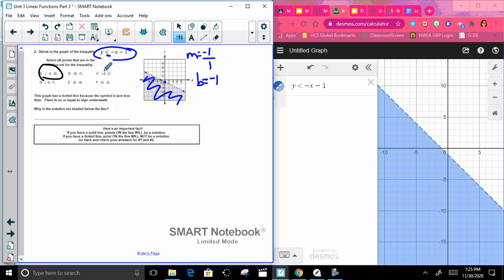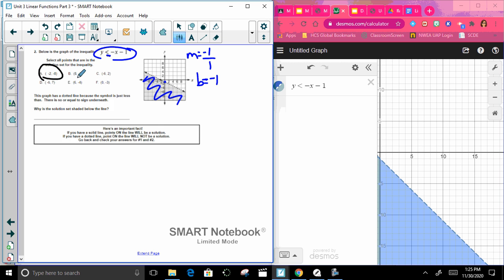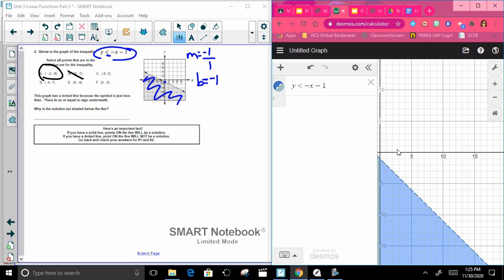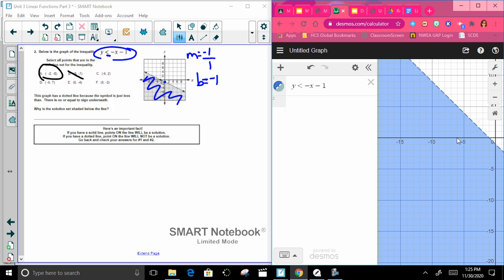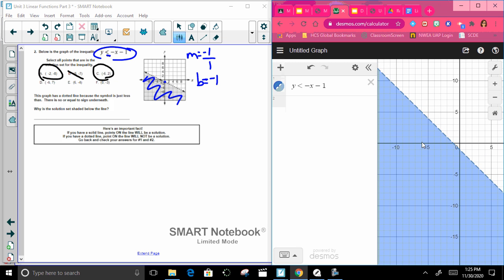What does that say? 8, negative 7? So 8, negative 7 is right here. That would not work. Negative 6, 2 is in the shaded area. That would work. Negative 6, 7 is right up here in the non-shaded area. That wouldn't work.